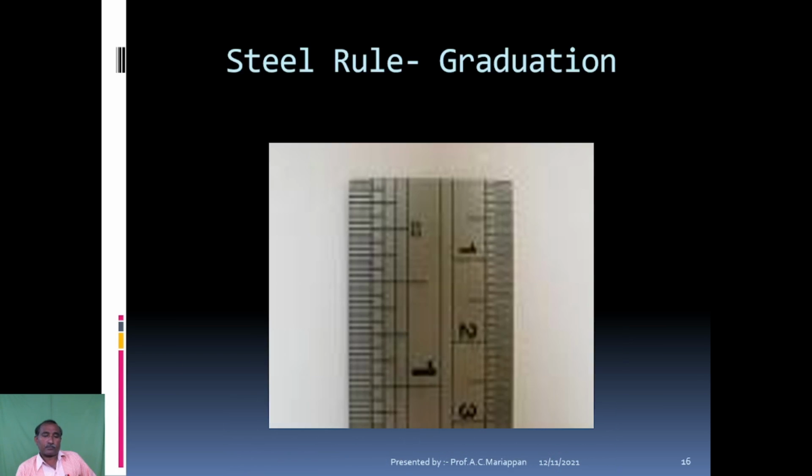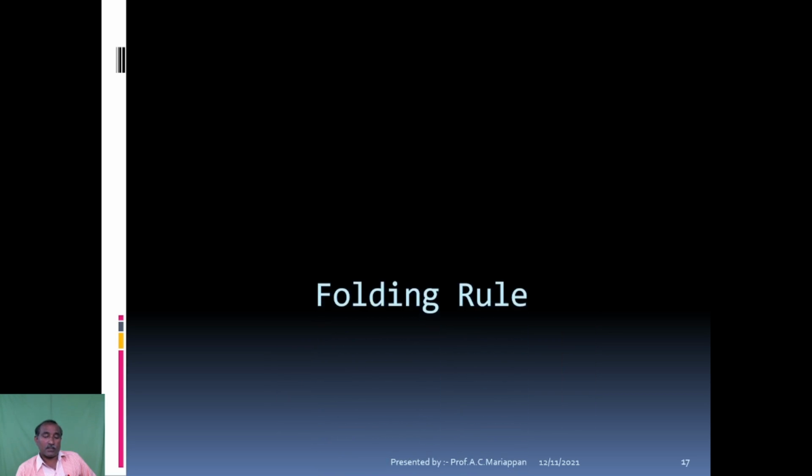And the graduation is more, as I told you, the division between two adjacent lines is 0.5 mm. So a long line and one short line is 0.5 mm of distance, and long line to long line we consider as a 1 mm distance.